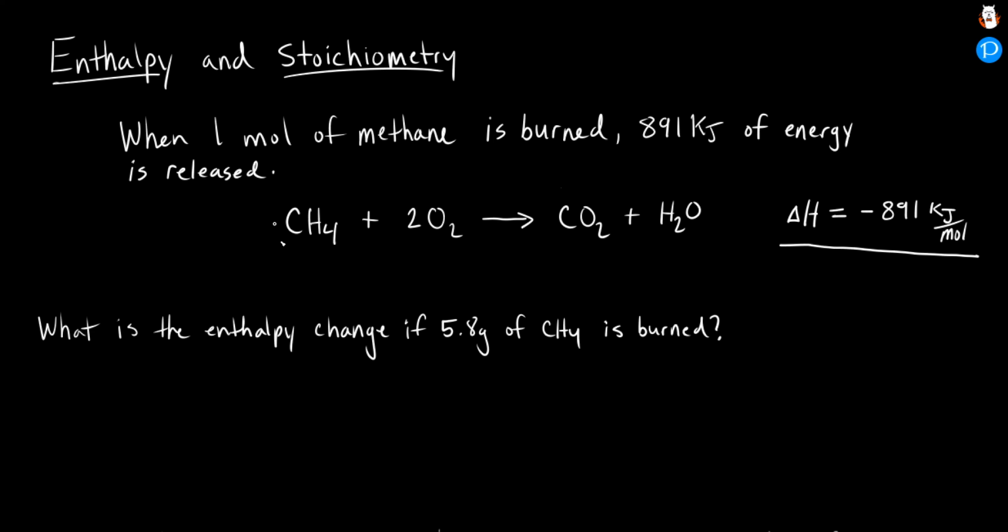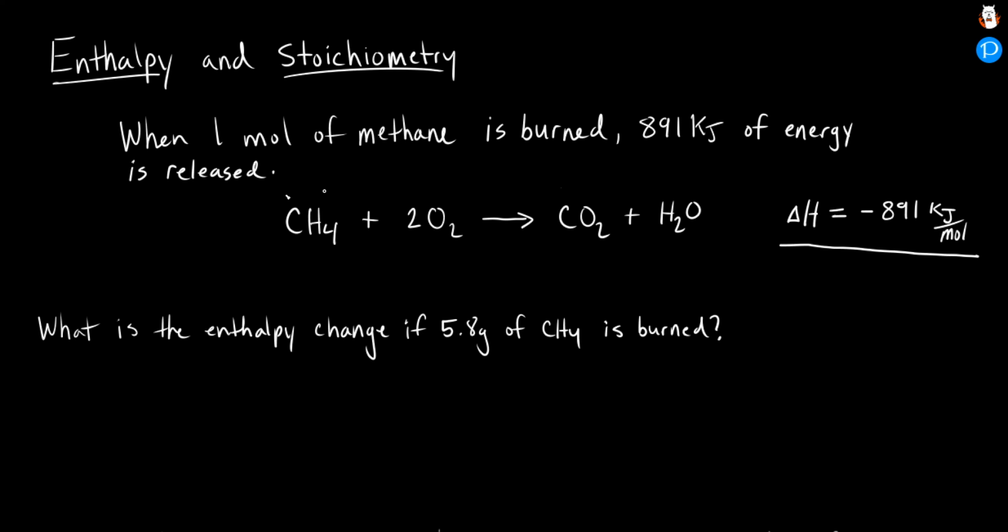So not only can we think about it in terms of methane, we could think about it in terms of the oxygen or the CO2 or the water. So for example, this first question says, what is the enthalpy change if 5.8 grams of methane is burned? Okay, so we can treat this question just like any other stoichiometry question where you have to convert from grams of one thing to grams of another, or moles of one thing to moles of another. It's going to be just like that. So we can use this value here as a way to convert between energy and amount of something. Because if you look, it's kilojoules per mole of the substance.